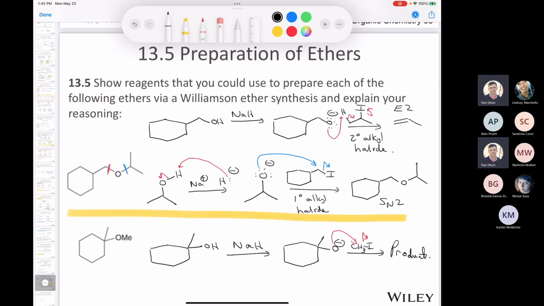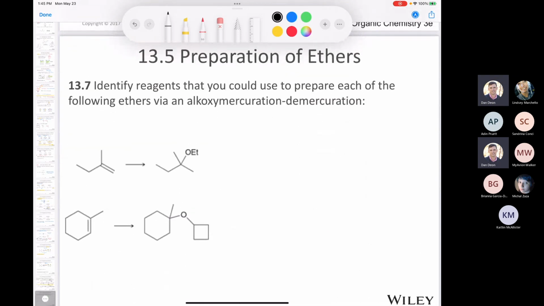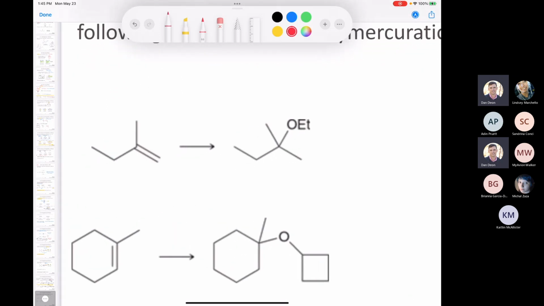Great question. Let's try that alkoxymercuration, demercuration, wherein you use an alcohol as a solvent as opposed to water. So if you weren't quite sure about how that would work, I'll show you right here. So let's take a look at the first alkene. And this is an unsymmetrical alkene, right? You've got 2 hydrogen atoms here, and you have none on this carbon.